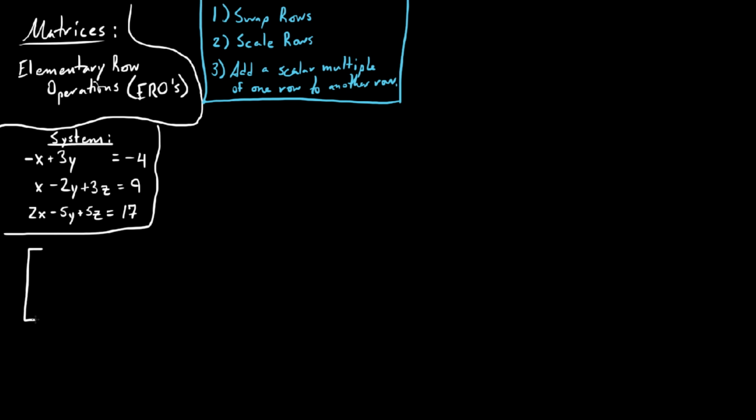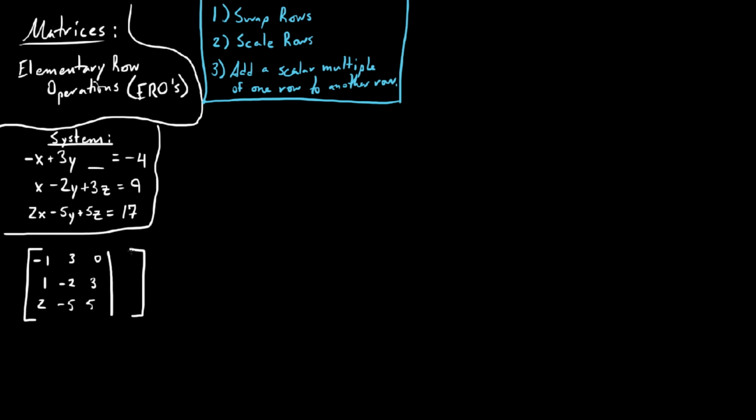So remember, go ahead and get started by including our square brackets. And so this is going to be -1, 3, and we don't have a z term in our first equation, so we'll fill this in with a 0. 1 here, -2 and 3 for this equation's coefficients, and then we have 2, -5, and 5. So far this is a coefficient matrix.